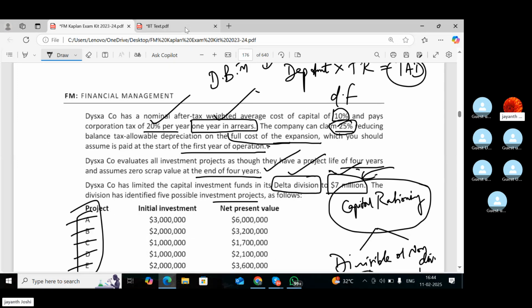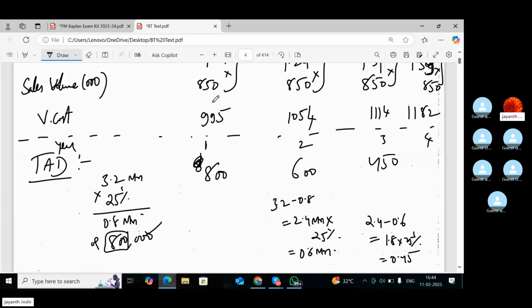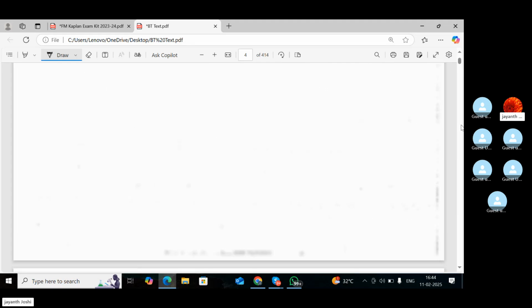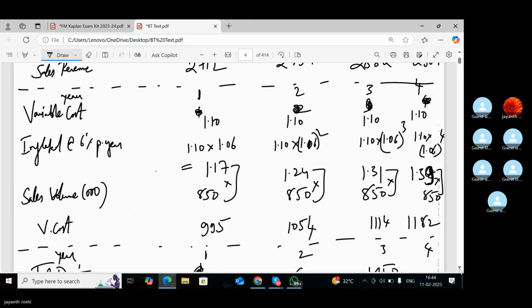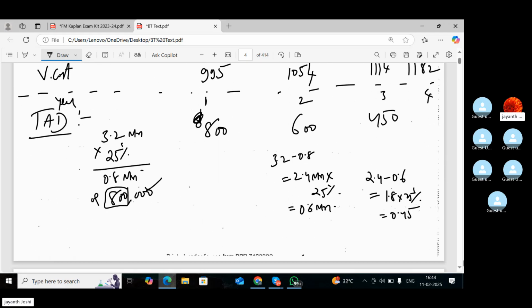Okay. So we started this with 3.2 million. Out of that, we have removed 8 lakhs. And then we removed 6 lakhs of that. And then we removed 4,50,000. And then the leftover is 1350.